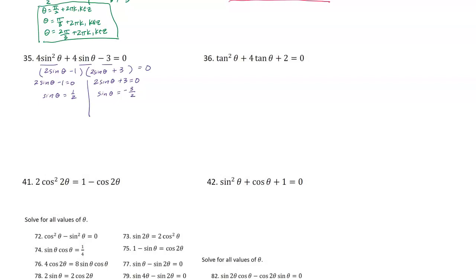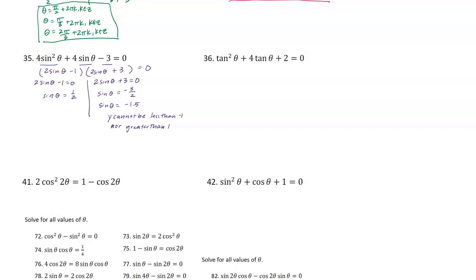Maybe the reason I wanted to do this one is because this is negative 1.5 for sine of theta. And that can't be, because y cannot be less than negative 1, nor can it be greater than 1, because it'll be outside of the unit circle. So this one does not apply.